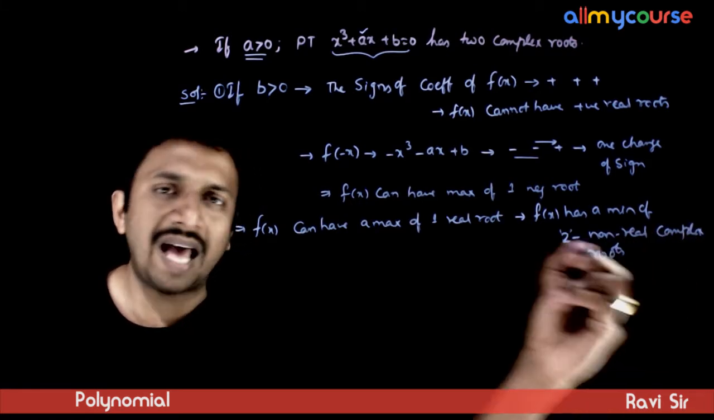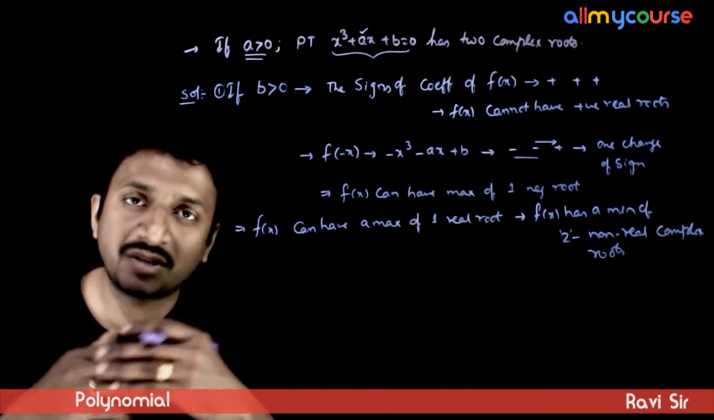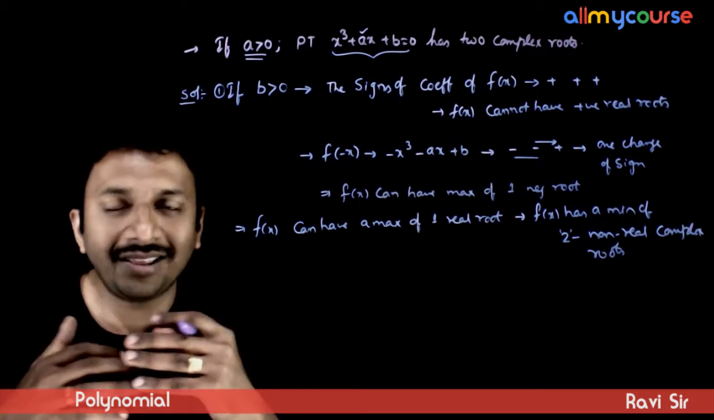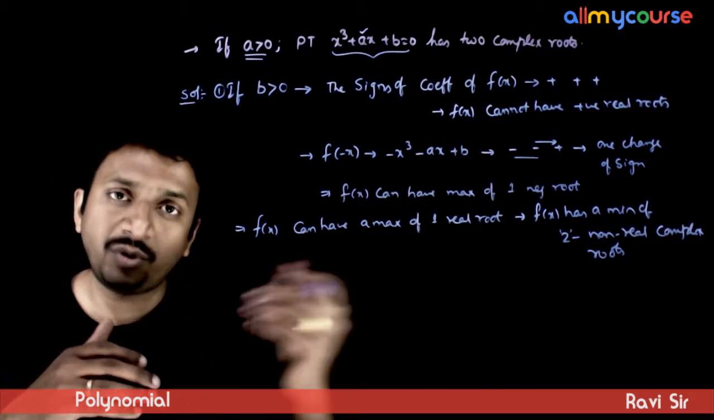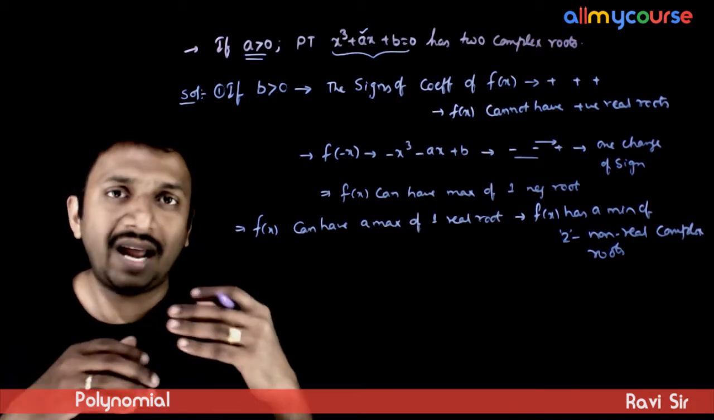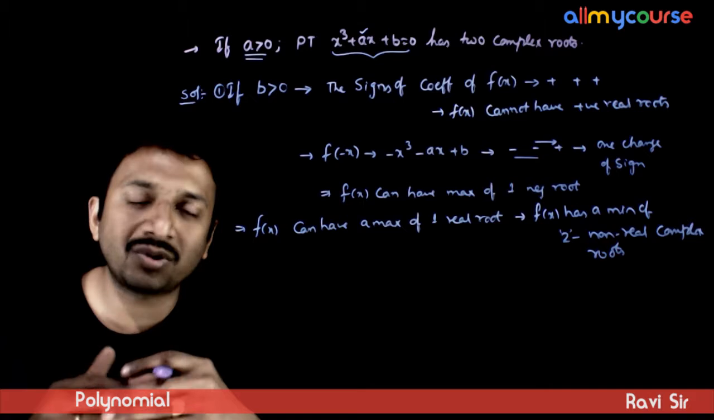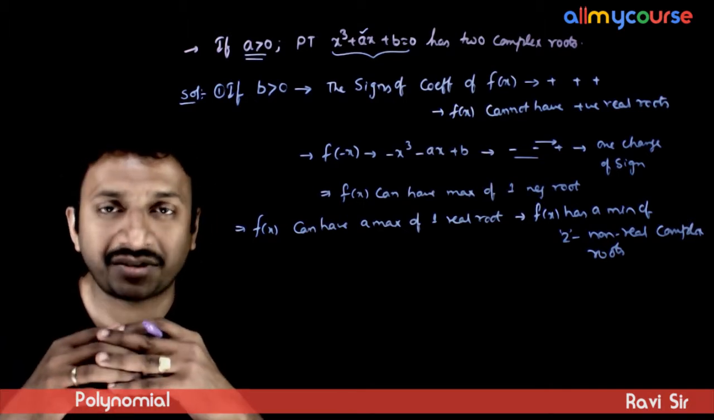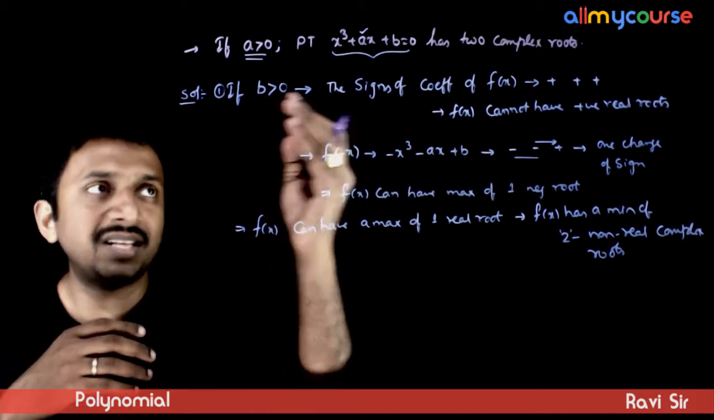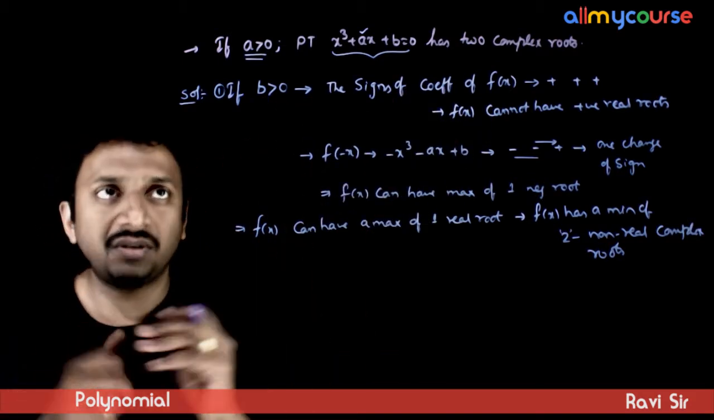roots. So it has to have at least 2 complex roots, because complex roots always occur in pairs. All 3 cannot be complex. So it should have a minimum of 2 complex roots, and it has exactly 2 complex roots, because all the 3 roots cannot be complex. Complex roots always occur in conjugate pairs. So if b greater than 0, we have proved that this equation has 2 complex roots.